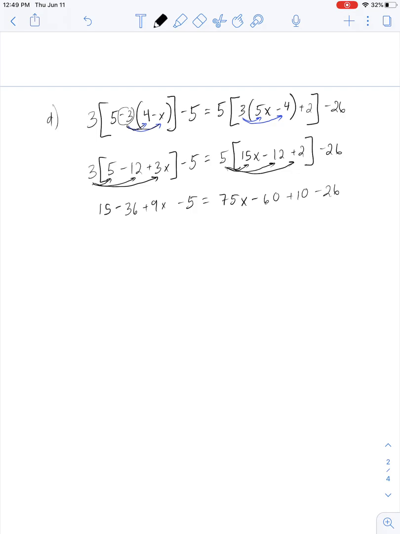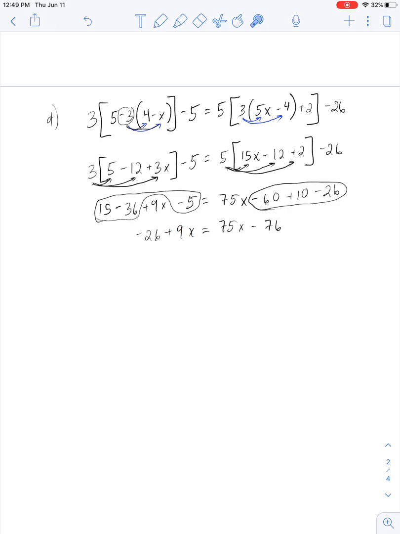Now from here, all we have to do is combine our like terms. I see I got 15 minus 36 minus 5. All of those are like terms, right? 15 minus a 36 minus a 5. That gives us a negative 26. And we bring down our 9x. It looks like 75x is by itself. And then these are our terms that we combine there. All right, we have the negative 60. We're going to add a 10. We're going to subtract the 26. That gives us a minus 76.